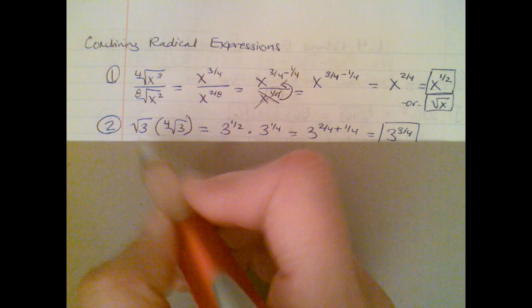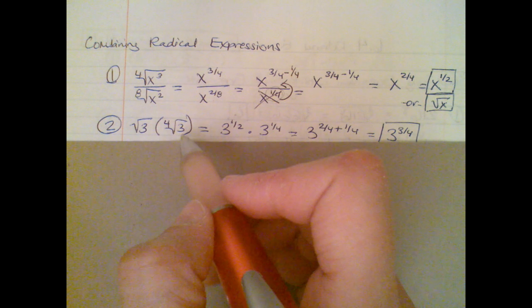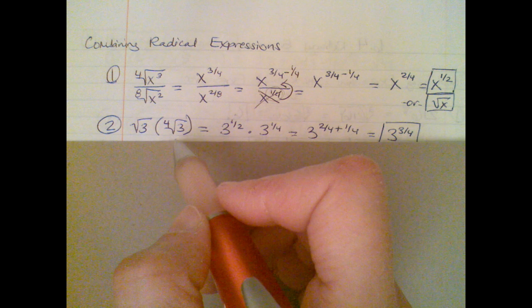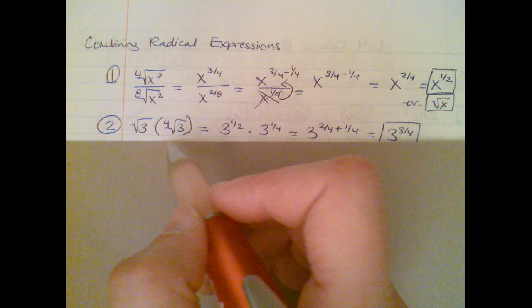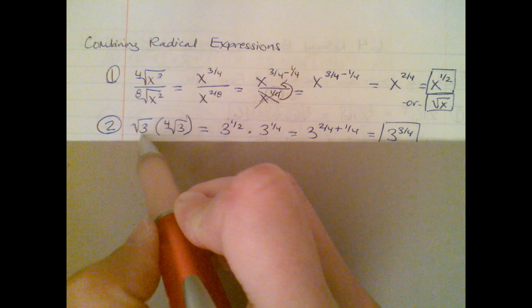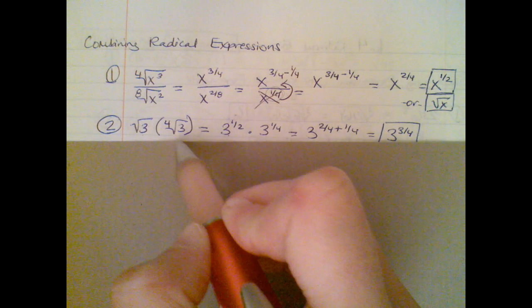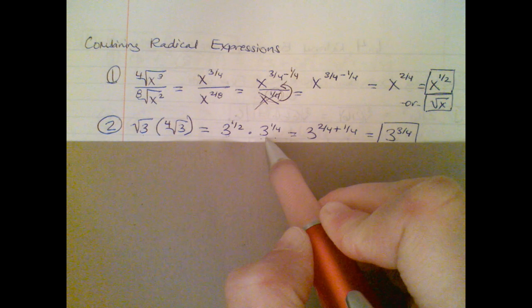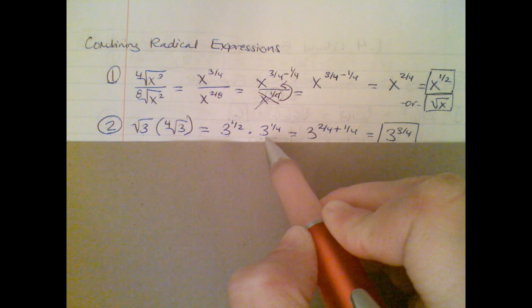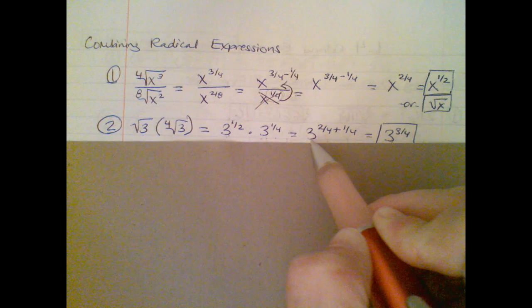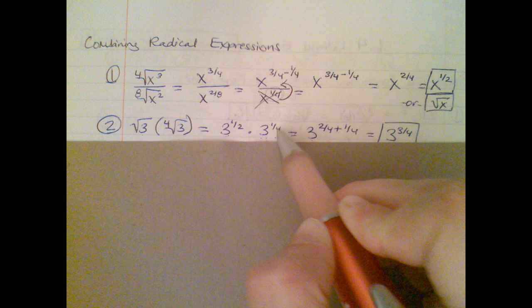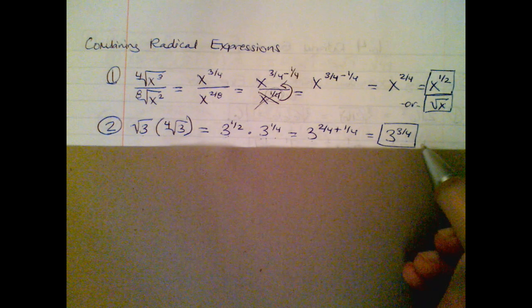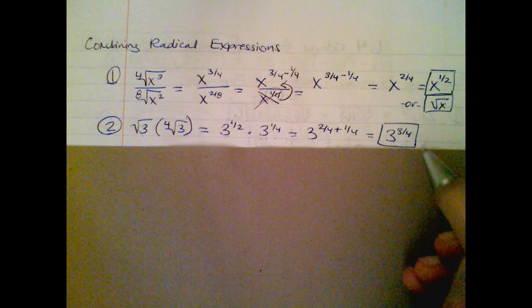This next one, we have the square root of 3 times the 4th root of 3. Notice the roots are different, so we cannot go ahead and multiply those, but we can switch them to our exponential form. So we have 3 to the 1/2 power times 3 to the 1/4 power. Notice the bases are the same, so we can go ahead and multiply those. When the bases are the same, we leave the base alone, we get 3, and then we add our exponents, 1/2 plus 1/4, and we get 3/4. So 3 to the 3/4 power would be our final answer.